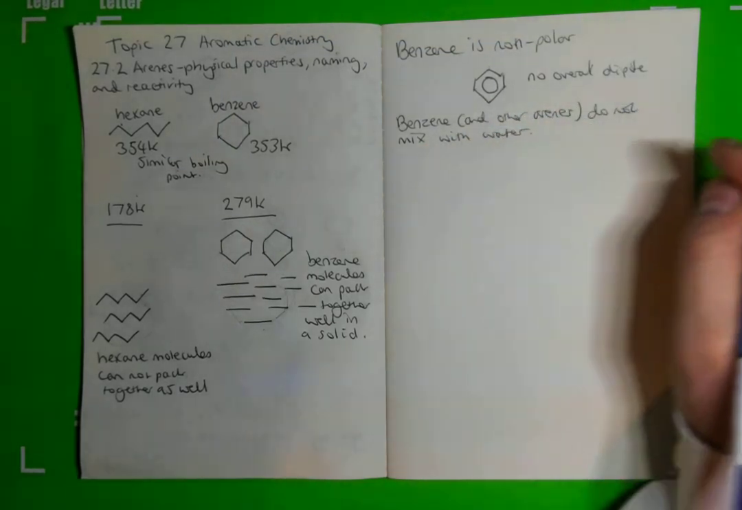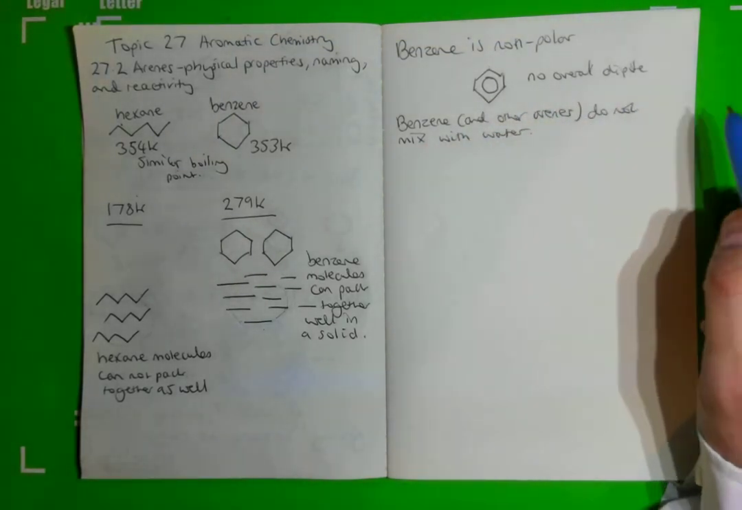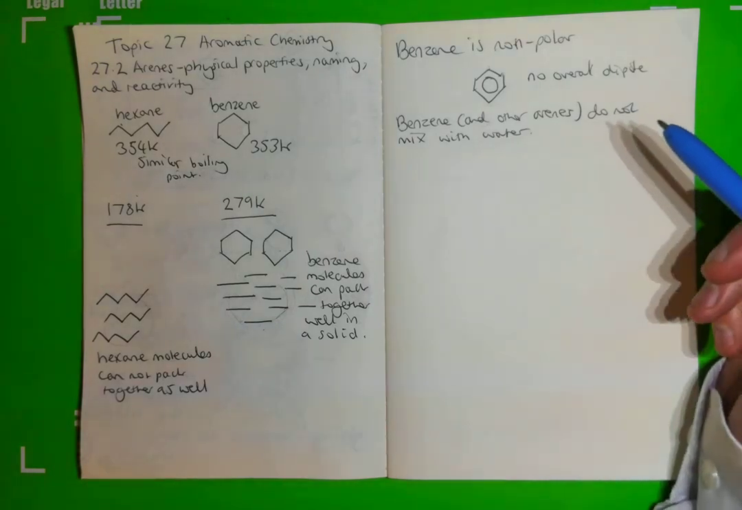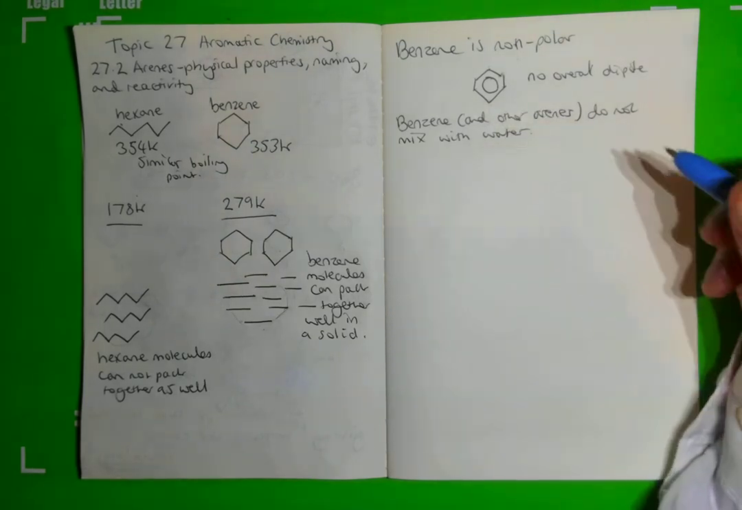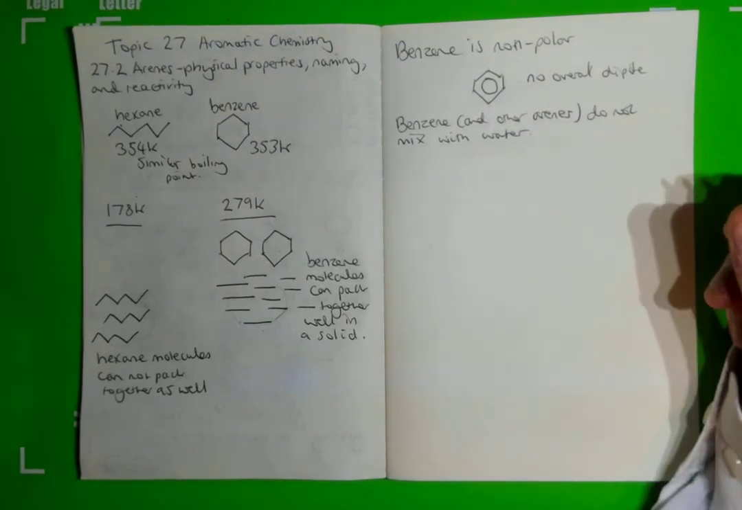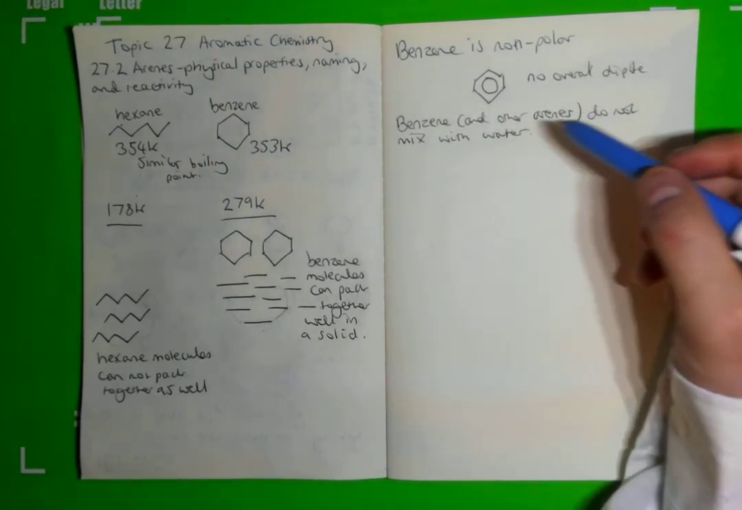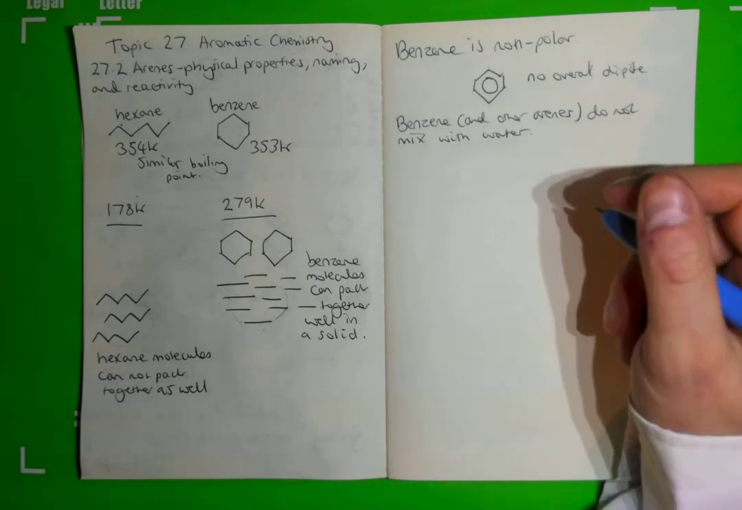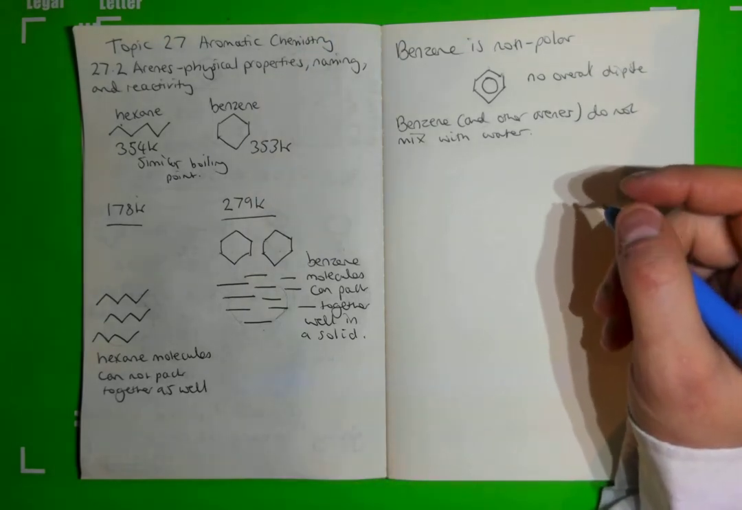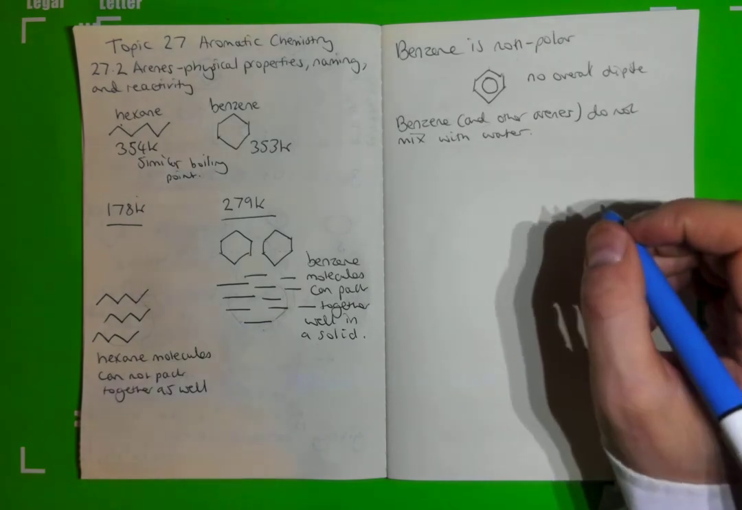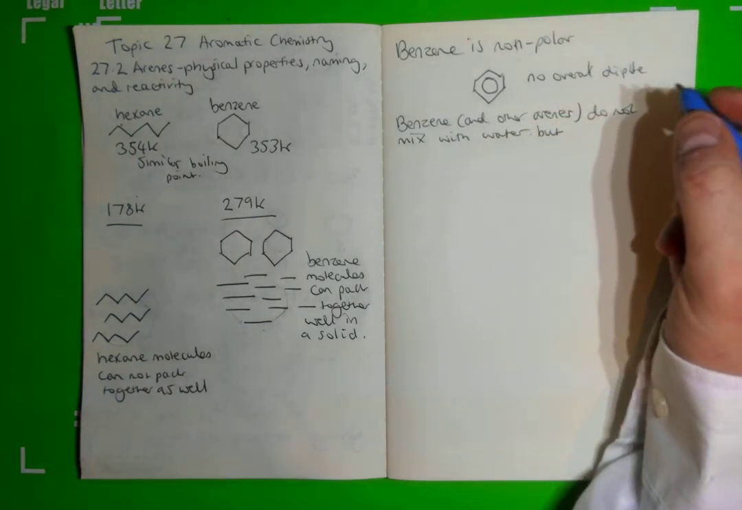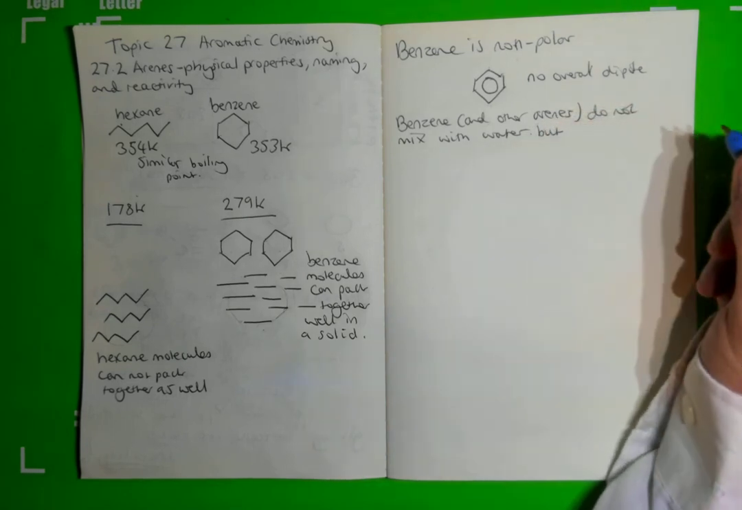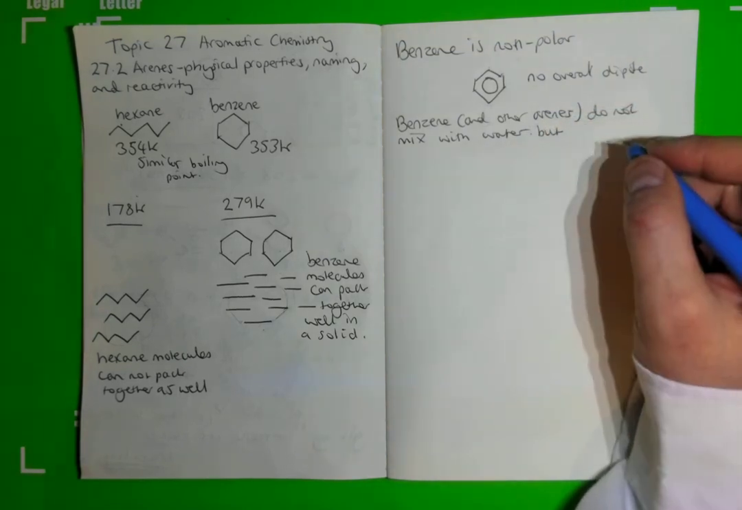Remember, something like ethanol has an overall dipole, and in fact ethanol can hydrogen bond, so it actually mixes well with water. Benzene doesn't. It doesn't mix well with water, but it does mix well with other hydrocarbons and other non-polar solvents. That's because it's got no overall dipole, just like those hydrocarbons and non-polar solvents.